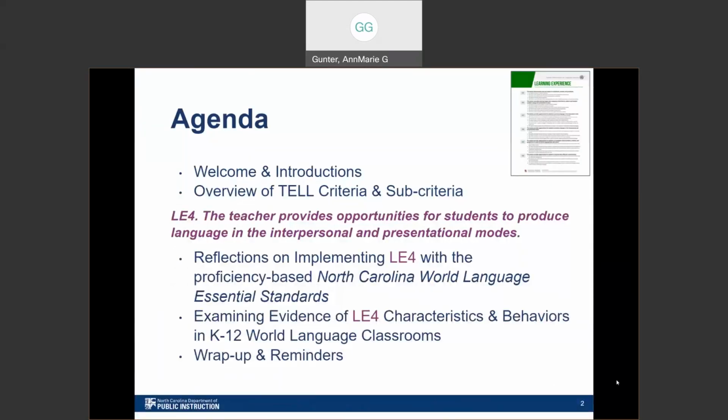Our agenda is coming up on the screen. We're going to start with some welcome questions and some introductions. Then we're going to do an overview of the TEL criteria and sub-criteria that we're focusing on today. You see it there on the screen.